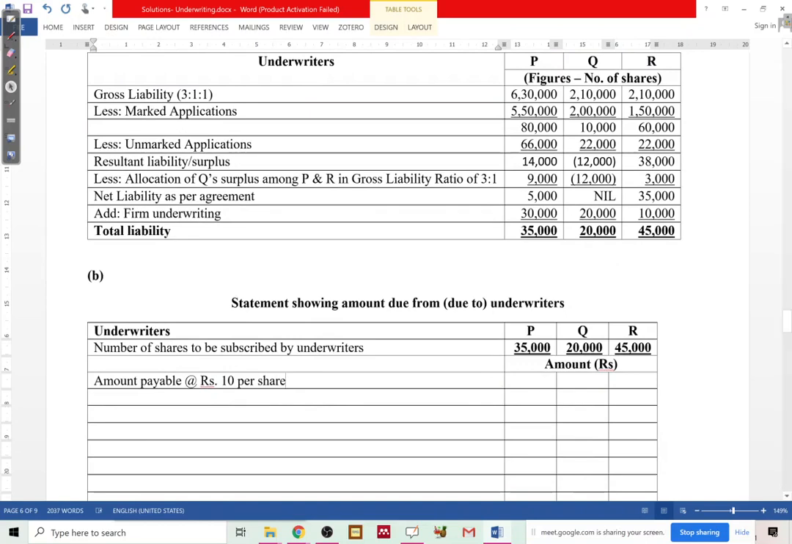So what will you do now? How will you calculate how much they are supposed to pay? 35,000 into 10, it gives you 3,50,000.